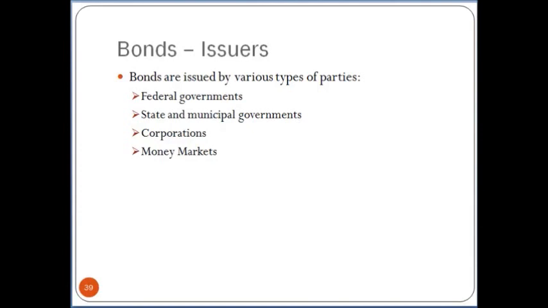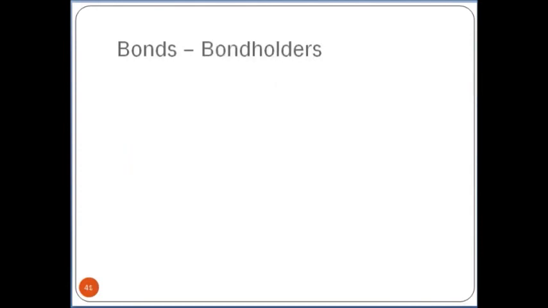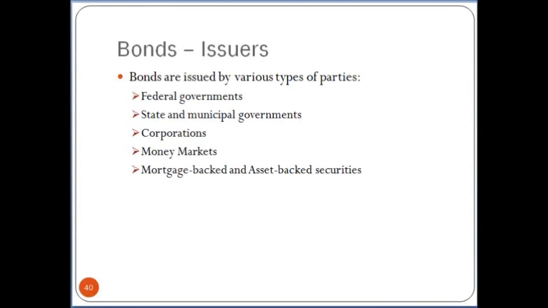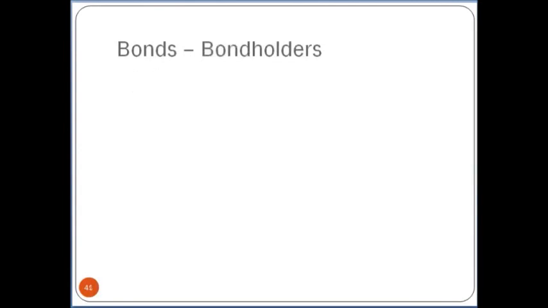And then you'll see bonds related to the money markets. There's also more complex bonds like mortgage-backed or asset-backed securities, collateralized debt obligations, and so on. Right. So let's talk about who are the bondholders. Those are the issuers. All these are the issuers. And now who are the bondholders?